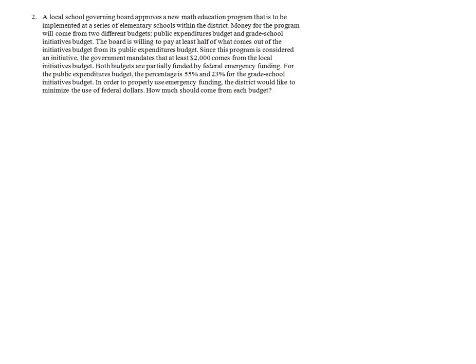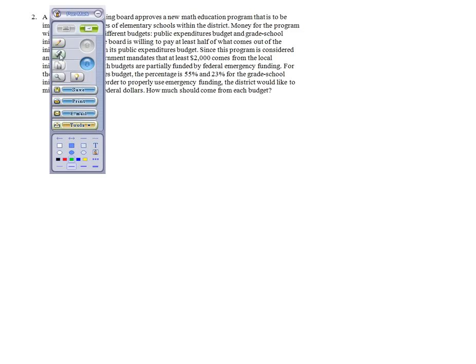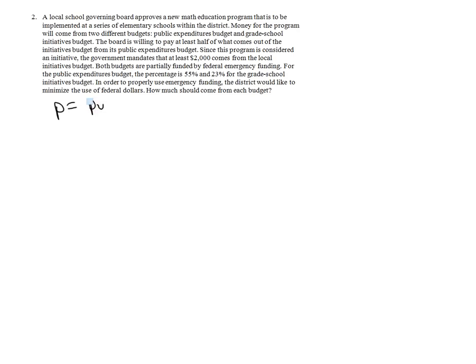In this problem, we have two budgets. We have a public expenditures budget and an initiatives budget. So first of all, let's call P equals the public expenditure, dollars into the public expenditures budget, and let's just use I equals dollars into initiatives budget. I think once it's referred to as grade school initiatives budget, and the other time it's local initiatives budget.